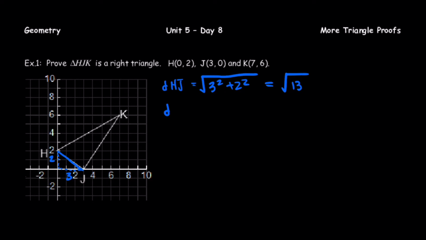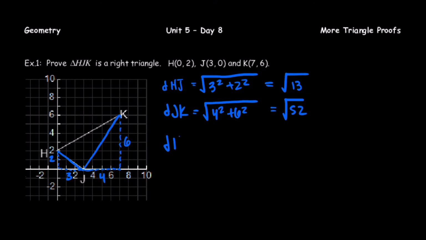Next, let's get JK. For this side, make my right triangle, count the length of those sides: 1, 2, 3, 4 here for delta x, 1, 2, 3, 4, 5, 6 for delta y. So I have square root of 4 squared plus 6 squared. 4 squared is 16, 6 squared is 36, 16 plus 36 gives me 52. So that side is square root 52.